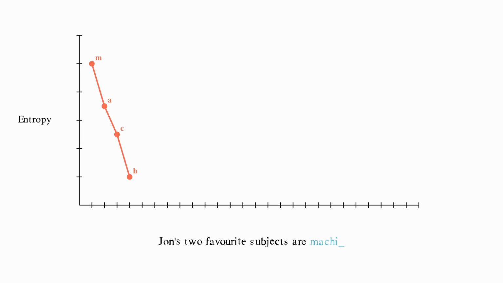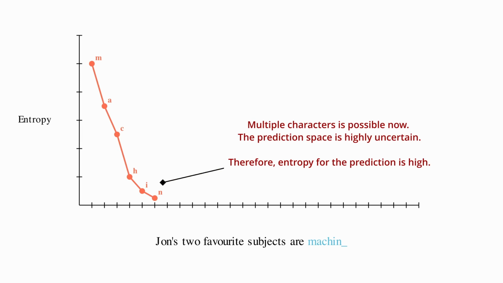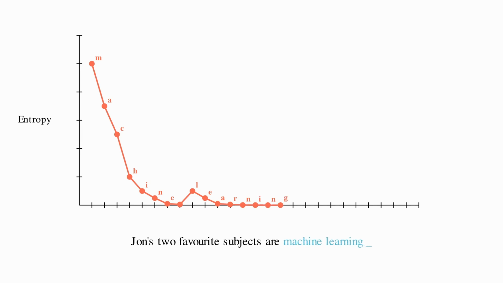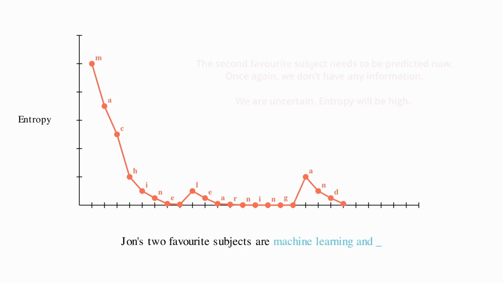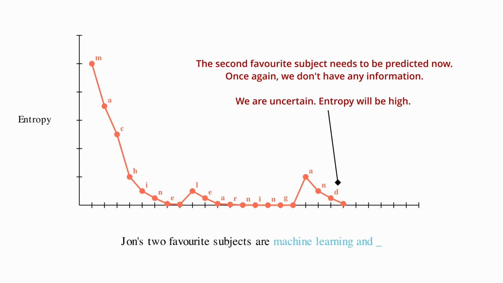So the entropy of H and I and N are all very low because the prediction space has now gotten much simpler. There is one clear alphabet which is winning. After predicting machine learning, the entropy rises again because if you add the word "and", you now have to predict John's second favorite subject, which is once again very hard to do without more information. Again, high uncertainty at this point, high entropy.